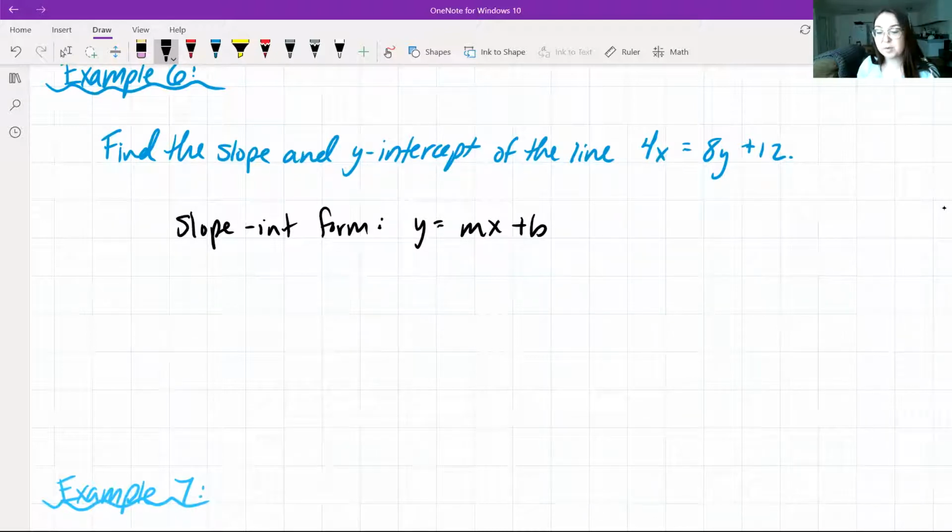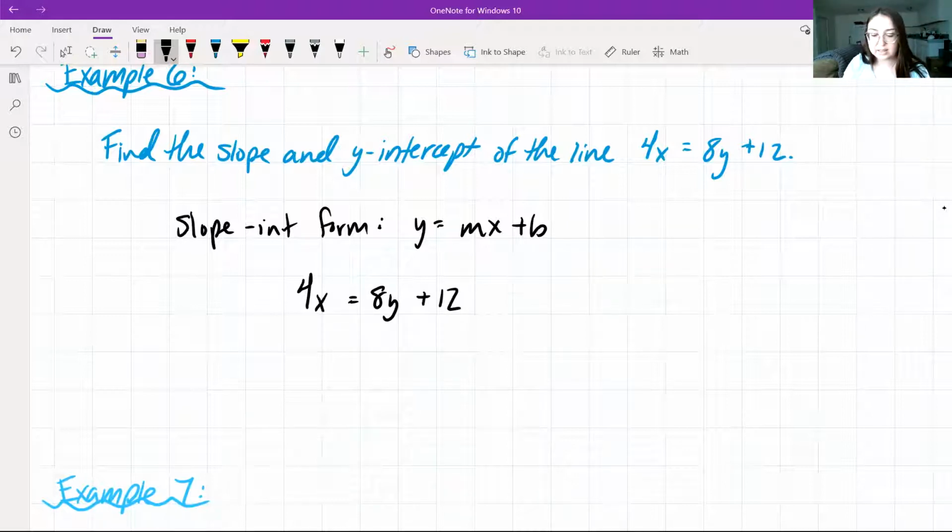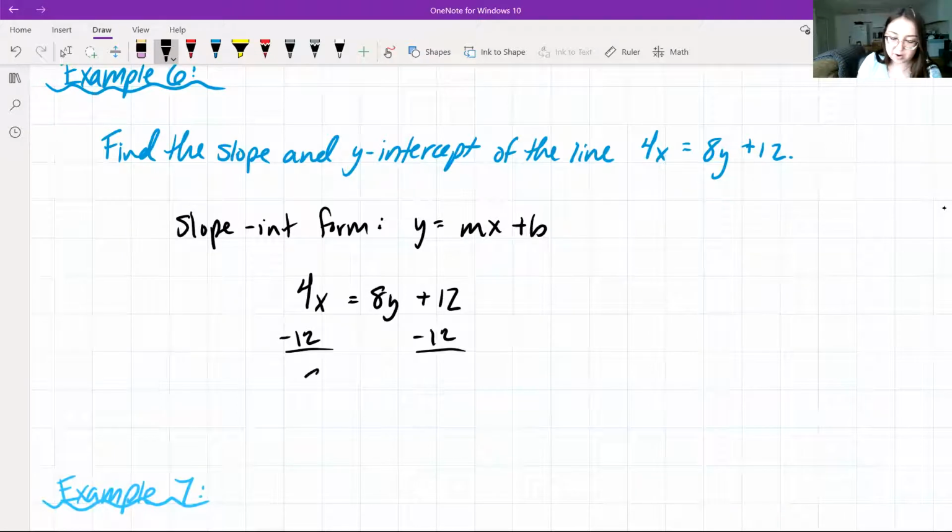So we want to rearrange this equation. So we're given 4x is equal to 8y plus 12. So let's isolate y. So we're going to subtract 12 on both sides. And now I'm just going to flip the equation. So I'm going to write 8y first is equal to 4x minus 12.